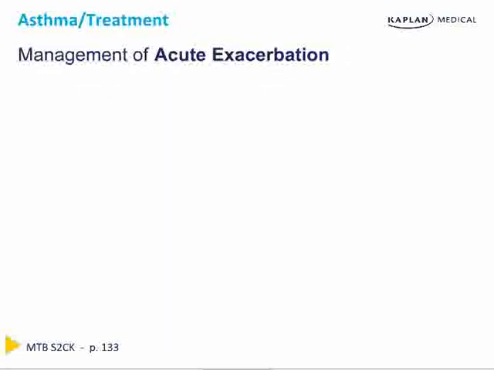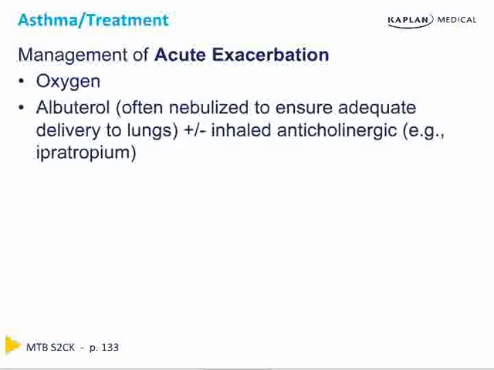The very first step in the management of an acute exacerbation of asthma is to add on oxygen. As simple as this might seem, Step 2 often likes to test the initial step in an unstable patient. You always have to remember your ABCs, airway, breathing, and circulation. Therefore, in an unstable asthmatic, the first step will be to put oxygen on the patient. Albuterol is then given, often in the form of nebulization, in order to ensure adequate delivery to the lungs.